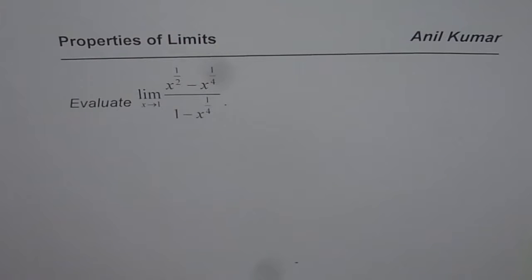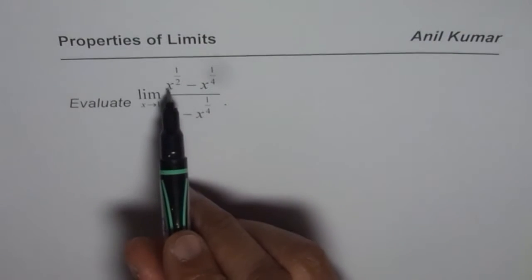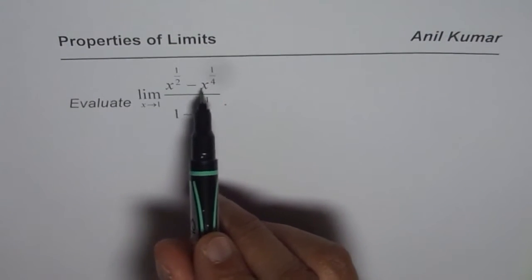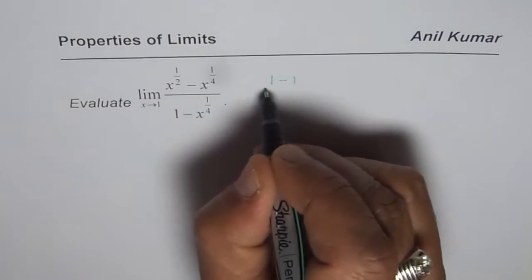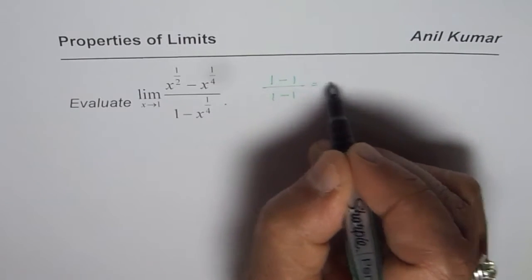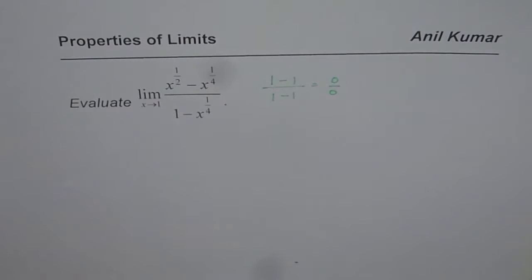Now in such questions, we can actually solve the question in a couple of ways. One could be factoring, the other could be substitution. So let us see how to adopt these methods to solve such questions. We need to evaluate the limit as x approaches 1. Let us first substitute 1 and then see what we get. So if I write 1, we know the square root of 1 is 1. We get 1 minus 1 divided by 1 minus 1. So we do have 0 over 0 form. So that is an indeterminate.